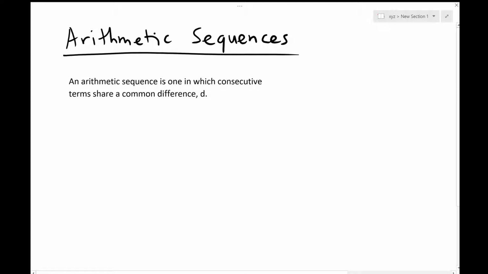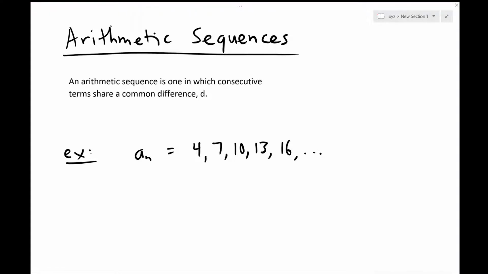And what this means is that as we're going from one term to the next, we're just adding the same value every single time. So if we look at some examples of arithmetic sequences, suppose we say a sub n is equal to 4, 7, 10, 13, 16, and so on and so on. Hopefully it's not too difficult to tell that as we go from one term to the next, we just keep adding 3. So that makes this an arithmetic sequence. And what we're saying there is that the common difference of the terms is 3. So this is what is meant by an arithmetic sequence.